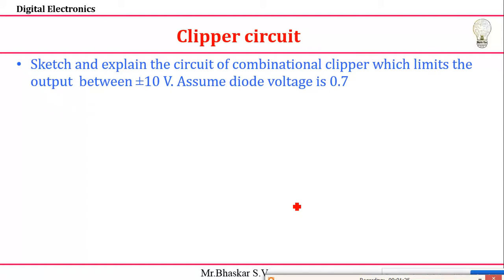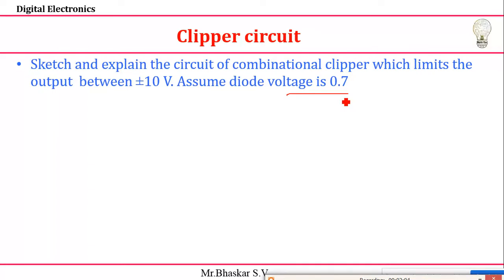Sketch and explain the circuit of the combinational clipper which limits the output between plus or minus 10 volts. Assume the diode voltage is 0.7. It is one of the previous year question paper problems. They'll give just one problem, and you need to design the circuit.